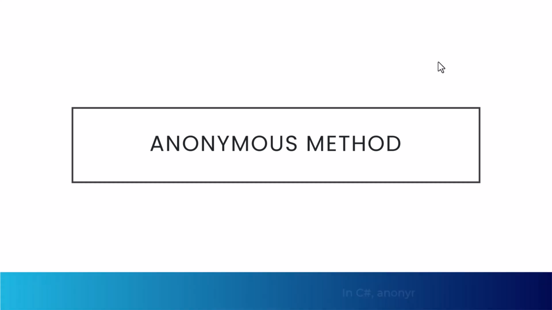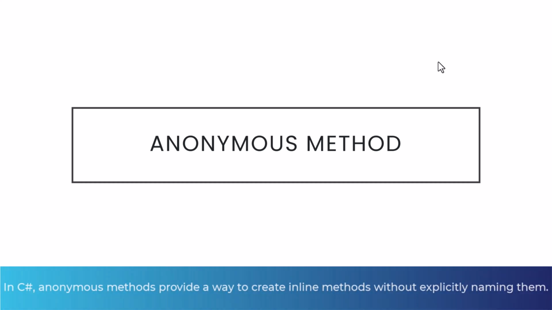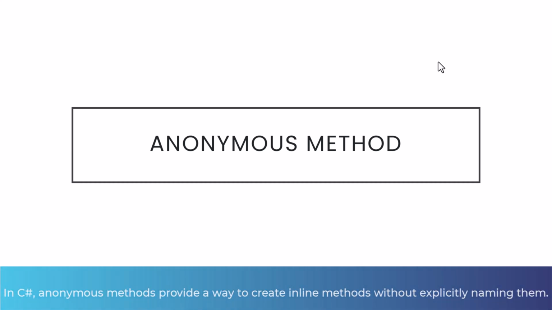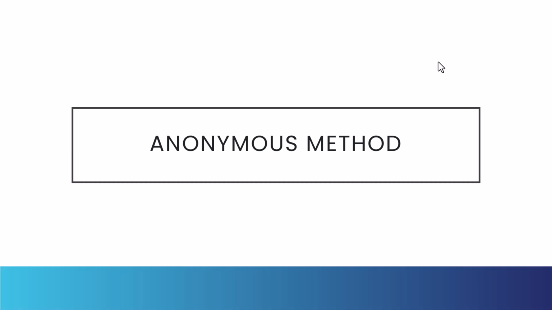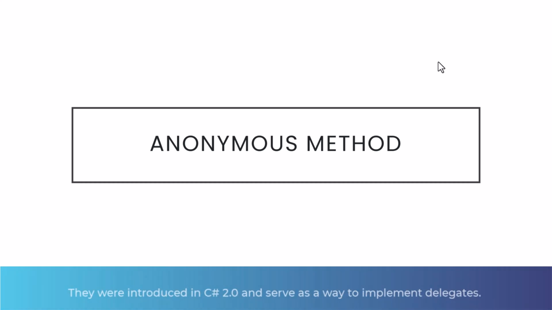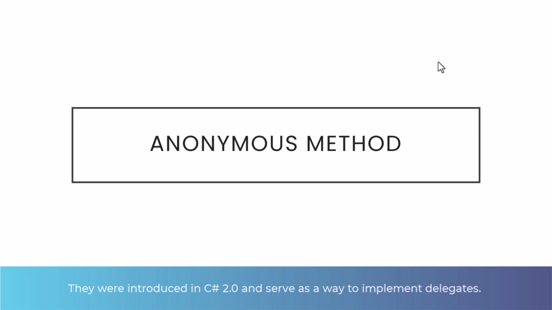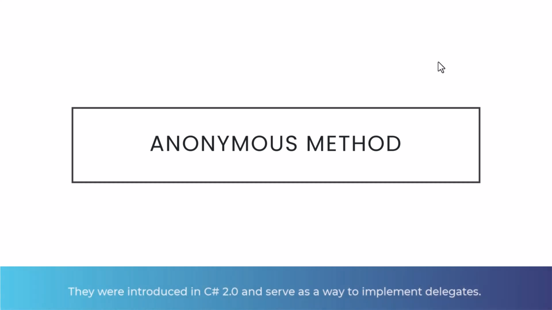In C#, anonymous methods provide a way to create inline methods without explicitly naming them. It means that anonymous methods don't have any name, so that's why they're called anonymous. They were introduced in C# 2.0, and they serve as a way to implement delegates. If you don't know about delegates, we have discussed delegates in detail. You can see those videos for your reference.